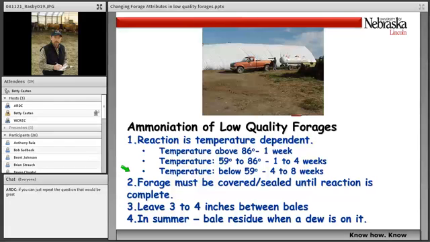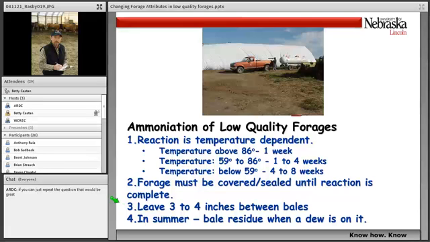And so if the average daily temperature is about 59 degrees, you're going to have to keep that ammoniated package, if you will, sealed for anywhere from 4 to 8 weeks. Forage must be covered and sealed completely until the reaction time is complete. As you think about putting those bales together underneath the plastic, I would leave somewhere between 3 to 4 inches between those pyramids, if you will, and that allows the anhydrous to circulate around those bales and attach to that straw or low-quality forage to start the ammoniation process.